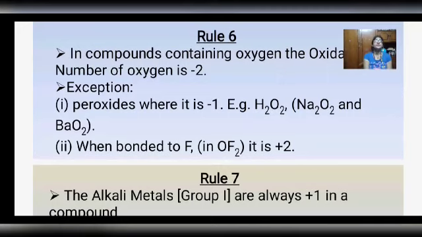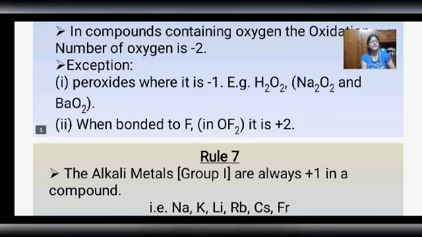Oxygen, when bonded to fluorine, is assigned +2 charge. This is the rarest of the rare cases or anomalies in case of oxygen. Oxygen generally is assigned -2 charge. When it forms peroxide, it is assigned -1 charge. But when it is bonded with fluorine, for example OF2, the oxidation number of oxygen is +2. Rarest of the rare case.